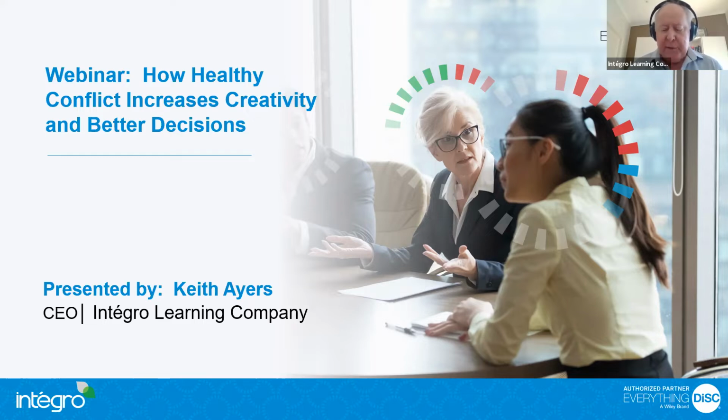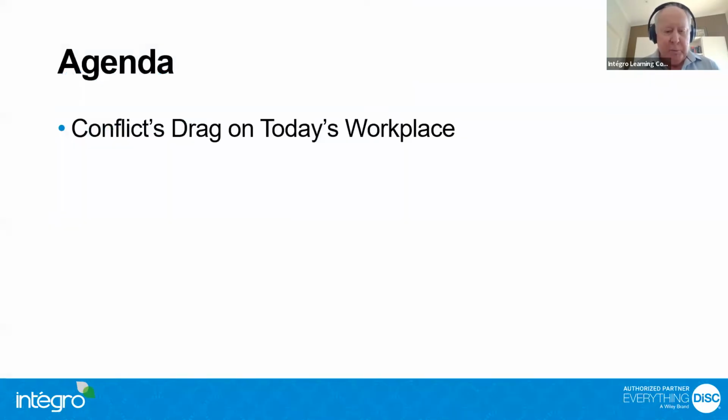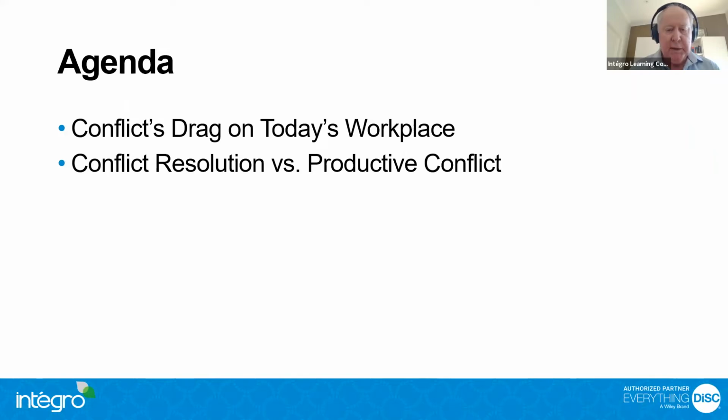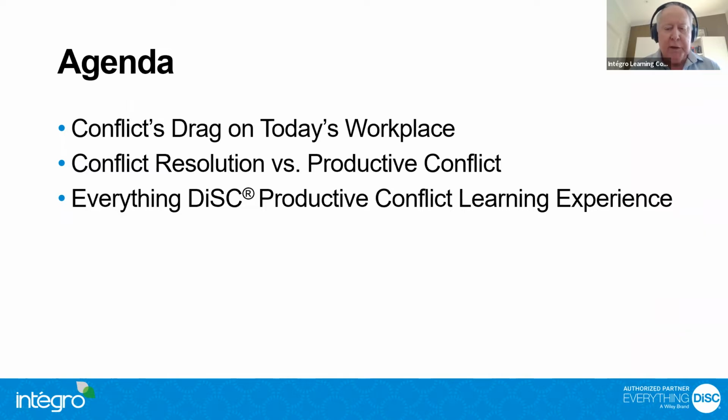Let me just go through the agenda, what I want to cover today. What is the impact of conflict on today's workplace? What is the difference between conflict resolution and productive conflict, which is what we're going to be dealing with? Then we're going to look at the Everything DiSC Productive Conflict learning experience. Yes, it's a DiSC profile. In addition to measuring your DiSC style, it provides feedback about how you engage in conflict and how your DiSC style affects the way you engage in conflict. And I think that's the big aha for most people. If you're going to learn to be more productive, then we need to understand why I tend to react the way I do when my reactions are not productive. And then next steps, where do we go following on from this?